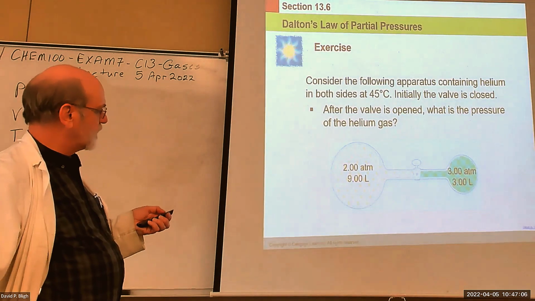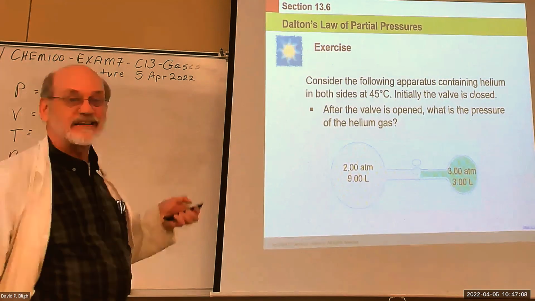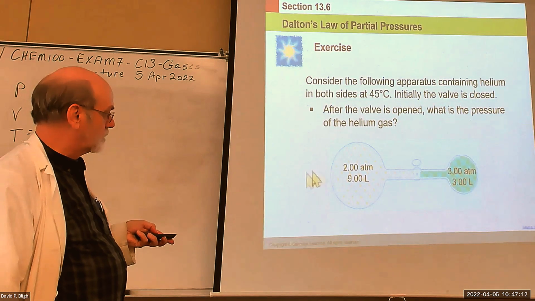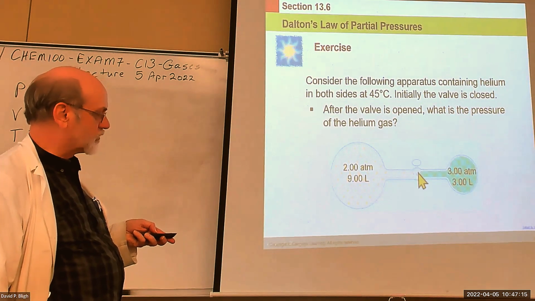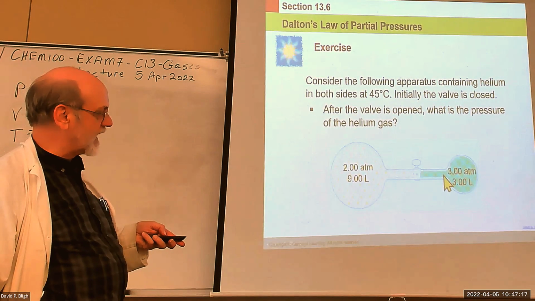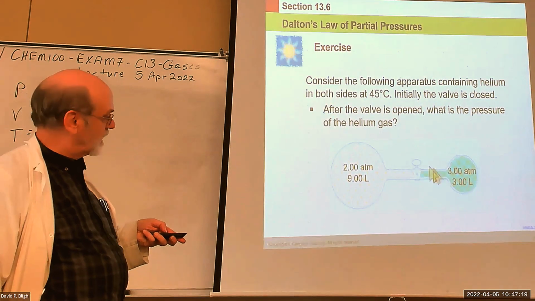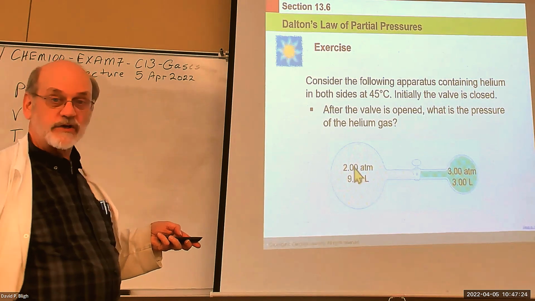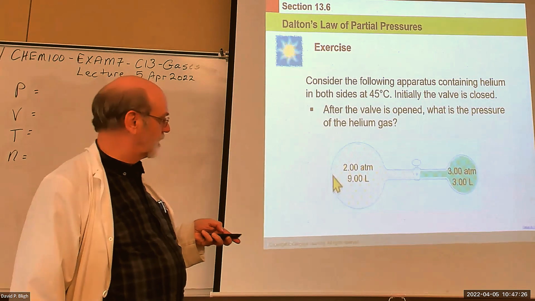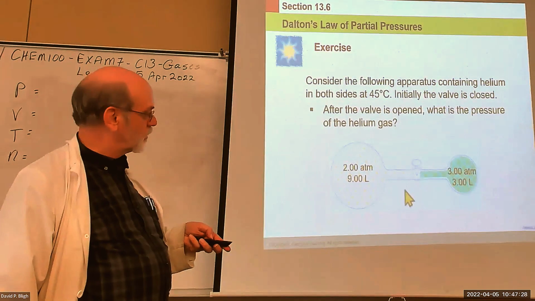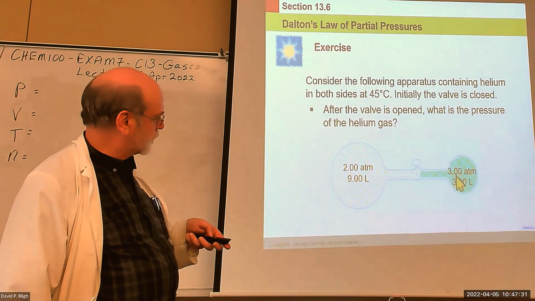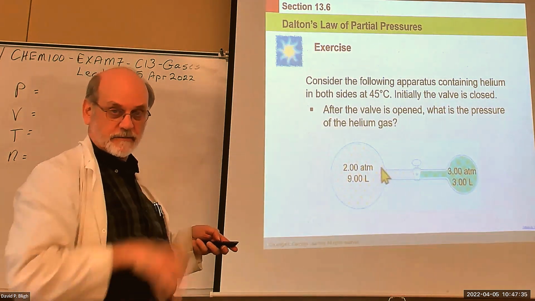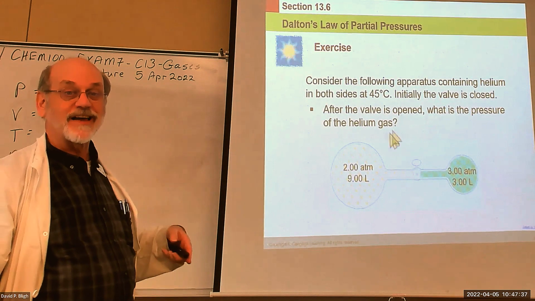If you have a cylinder and connected flasks, right, with this valve right here, and the valve's closed right now. This side has a gas in it at 3 atmospheres and 3 liters. This one has 2 atmospheres and 9 liters. Right? So when you open that valve, what's going to happen? Well, the pressure is going to equalize, which means this 3 atmosphere gas is going to move over here until the pressure is equal. Right? We want to know what's the final pressure.